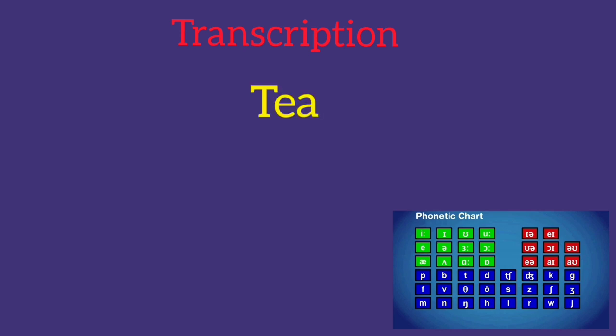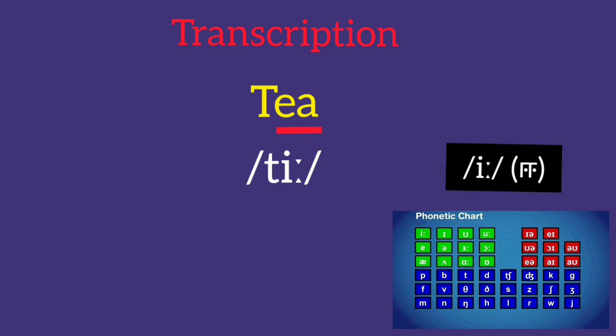For tea, the answer is slash t e slash. The letters E, A in the word tea match with the vowel sound E since it produces a sound E. Its transcription is slash t e slash. As you notice here, the phonetics are usually represented within the slashes.